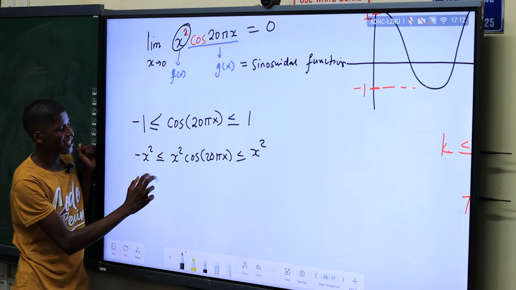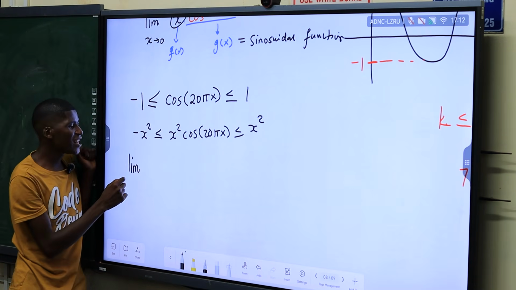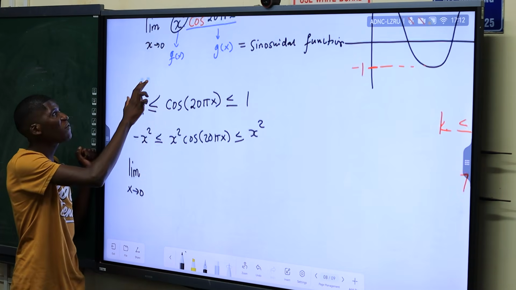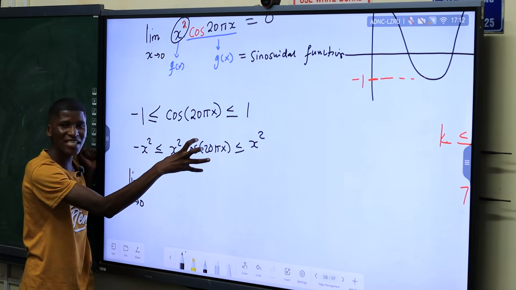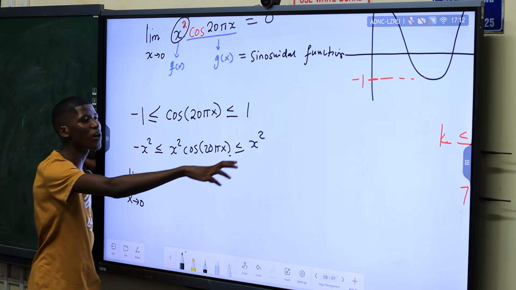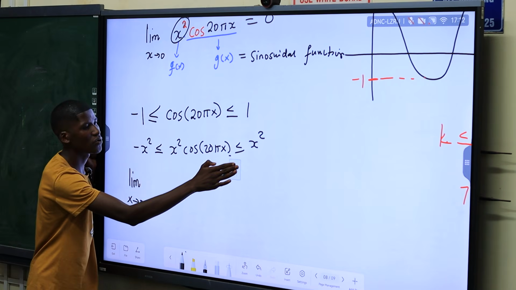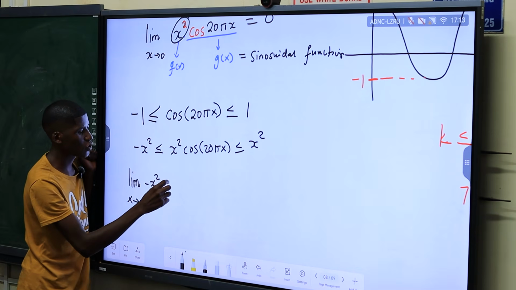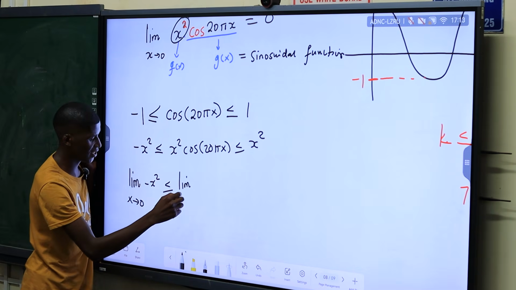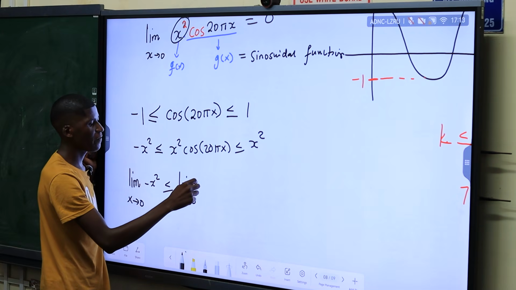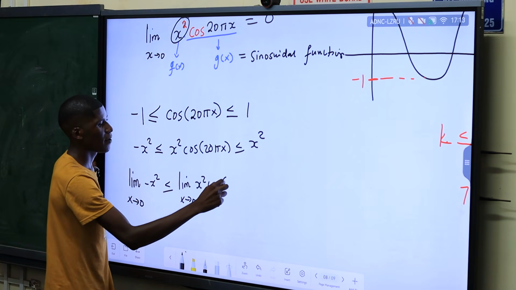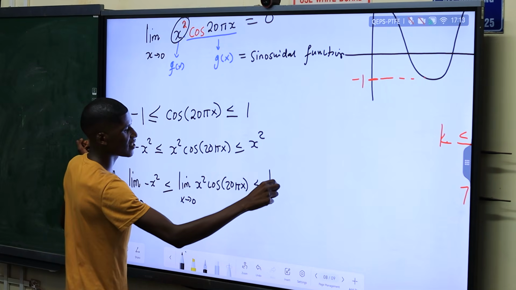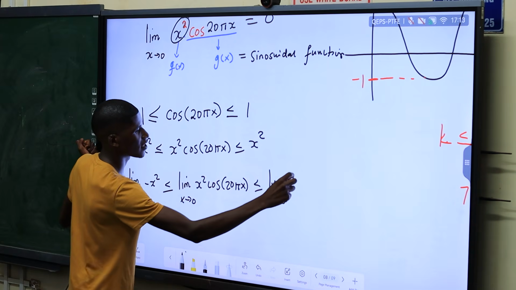So the limit as x goes towards 0, because they were trying to find the limit as x goes towards 0 of this function. So we must distribute the limit throughout the entire thing. So this is the limit of negative x squared, less or equal to the limit as x approaches 0 of x squared cos of 20 pi x, less or equal to the limit as x approaches 0 of x squared.